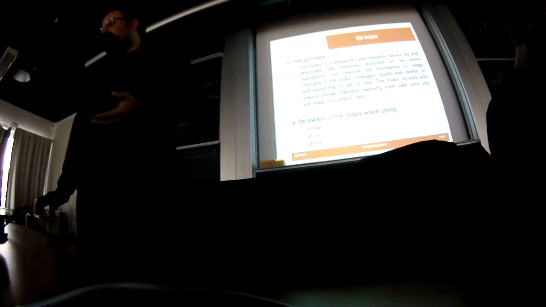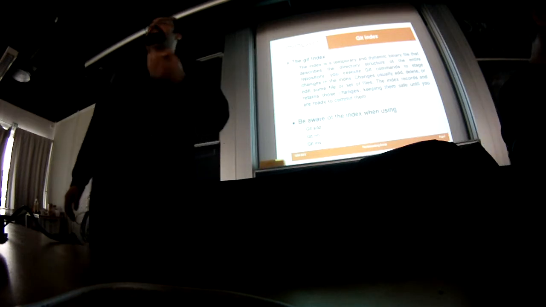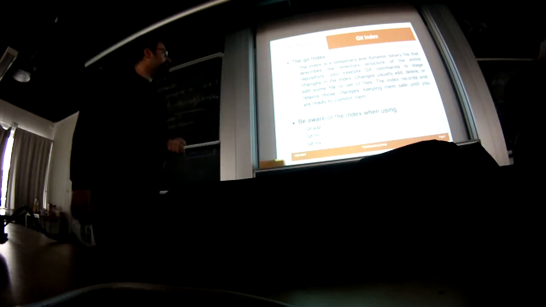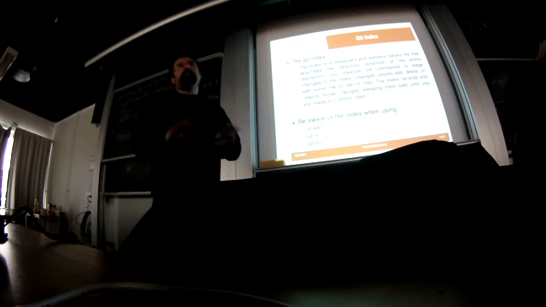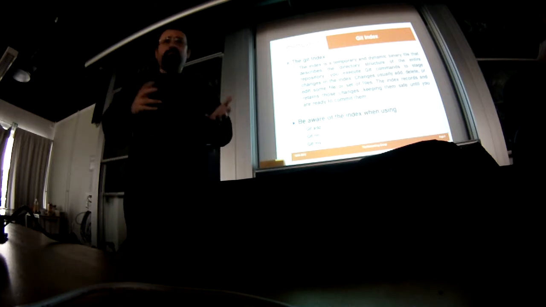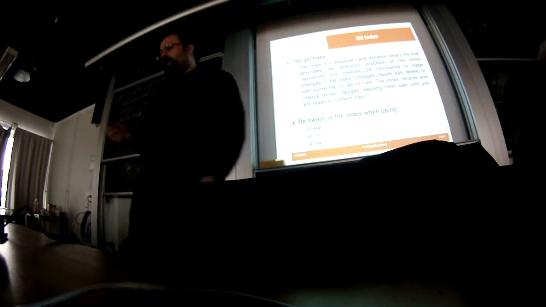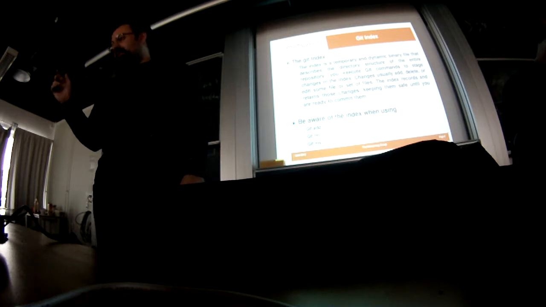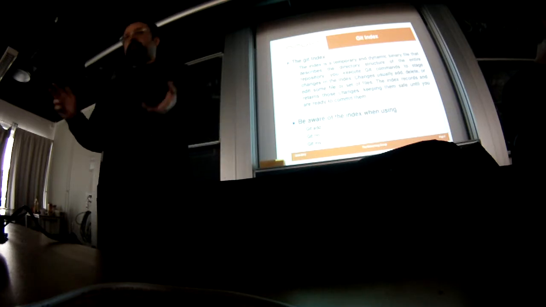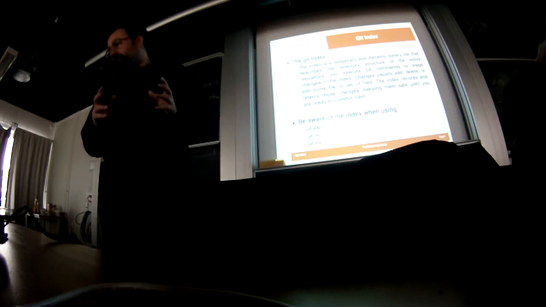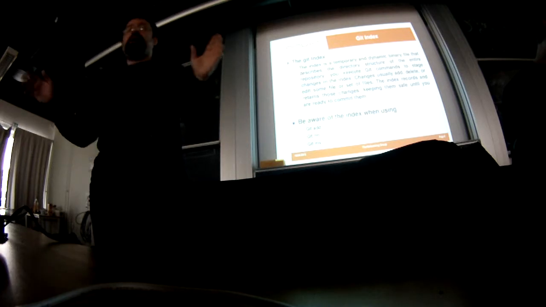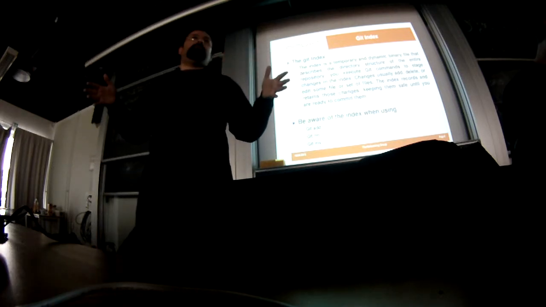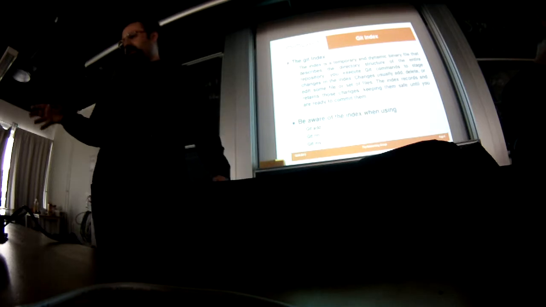So let's talk about the Git index. The Git index is the really new thing that is not in any other tool that I used before. So basically it's a dynamic, temporary file that describes your directory structure.